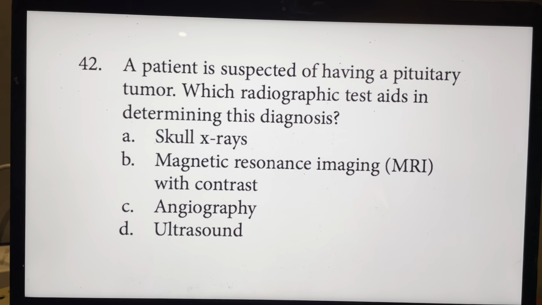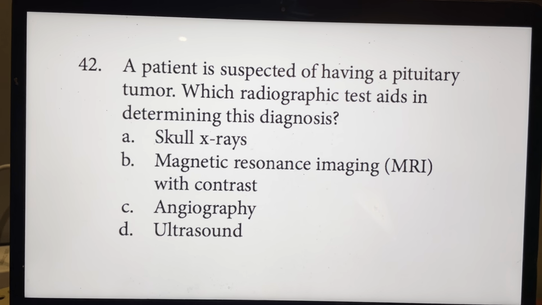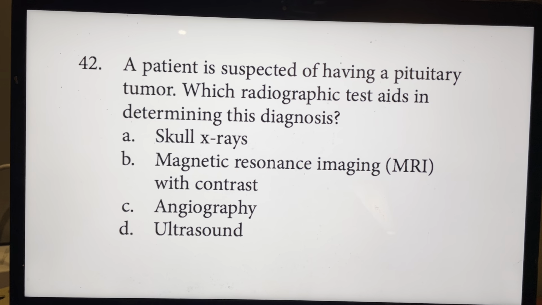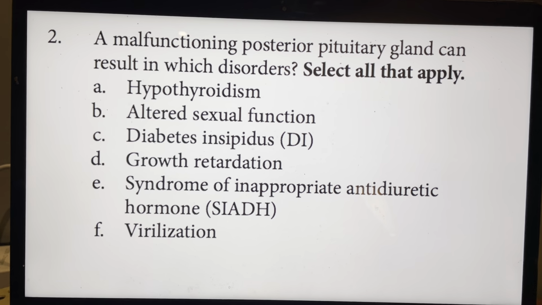I don't know. A patient is suspected of having a pituitary tumor. Which radiographic test aids in determining the diagnosis? Skull x-rays, MRI with contrast, angiography, or an ultrasound? You got your final answer? Yeah, MRI. Imagine the MRI with contrast, because your pituitary gland's all up in the middle of your head, so it's going to be a process getting there. A malfunctioning posterior pituitary gland can result in which disorders if it's jacking up?